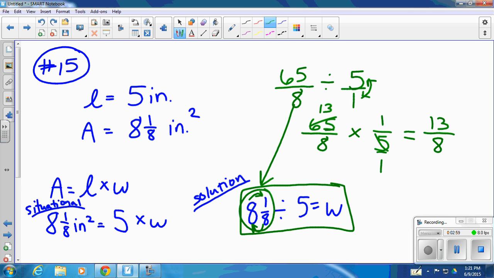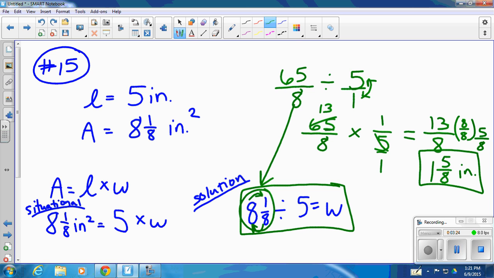So in order to switch that around, I can make that into a mixed number. How many times can 8 go into 13? Once. So I'm taking 8 eighths out of this. How much is that leaving me with? 13 minus 8 is 5. So my mixed number would be 1 and 5/8, and that would be inches.